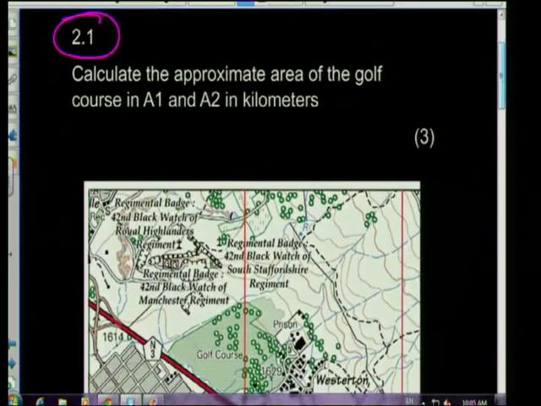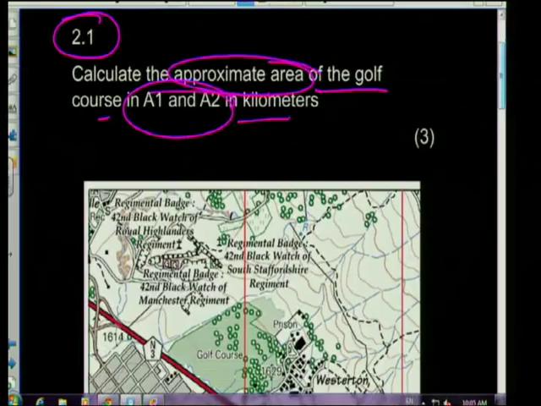We will be looking now in detail at the types of questions that we've looked at in question 1, where you were required to calculate distances as well as area and do those detailed calculations in this segment. Remember, it's about the procedure that you follow to get the correct answer. Let's look at the very first question on still the map of Harry Smith. In this question, 2.1. Calculate the approximate area of the golf course in A1 and A2 in kilometers.